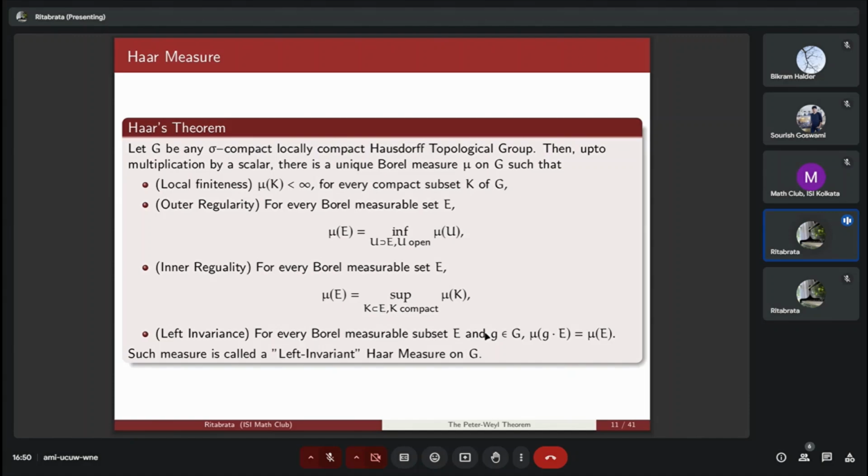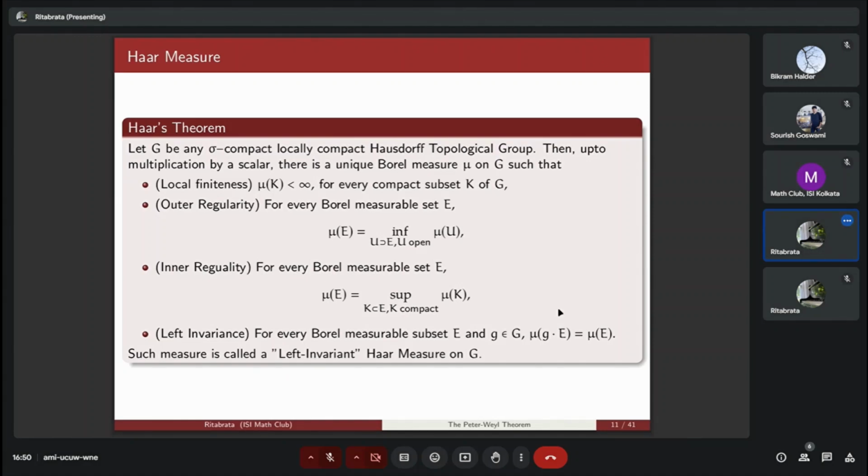We are defining a measure on a group. So again, we need some compatibility with the group operation and the measure. This is left invariant. That is, if we take g dot E, that is the translate of E under the action of the group, then their measures are the same. Basically, the measure is invariant under left multiplication.